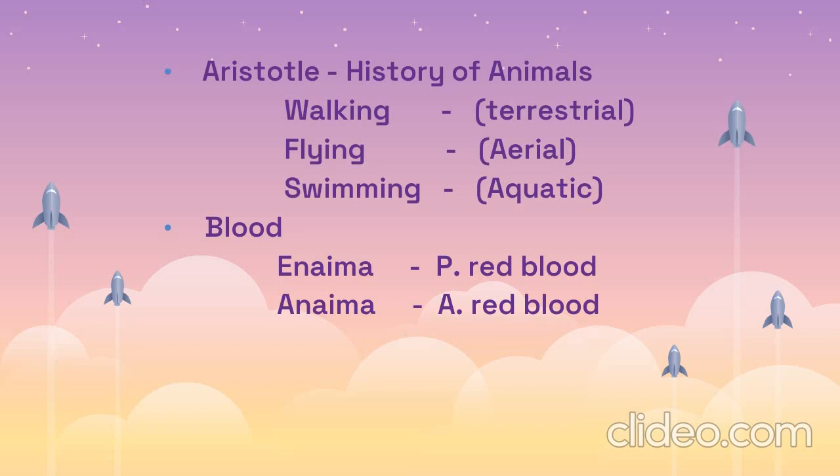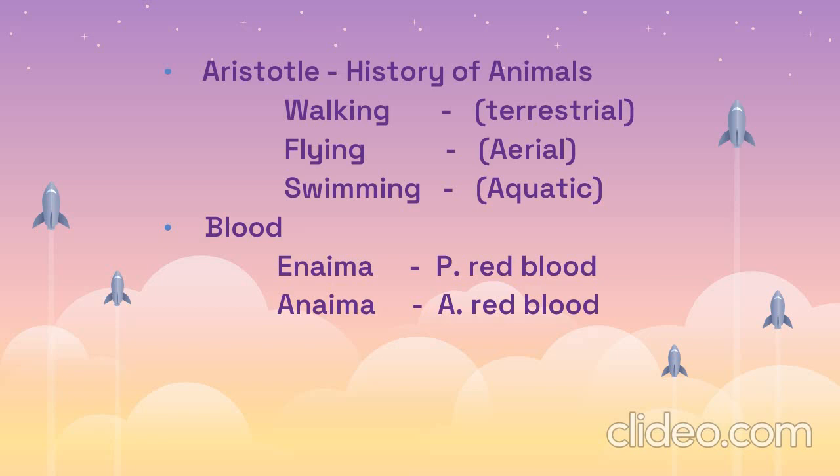Another one of the methods is given by Aristotle, whose life duration is 384 to 322 BC. Okay, let us see how he has classified these organisms. Aristotle gave this classification in one of his books known as History of Animals. In this book, he has classified the organisms.